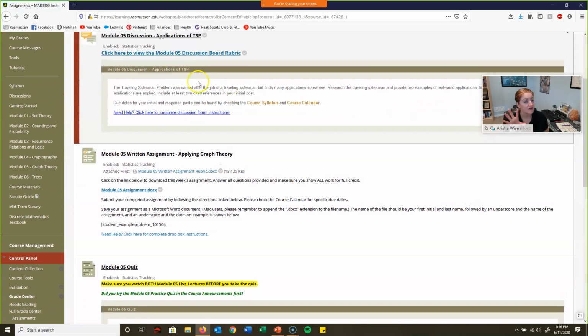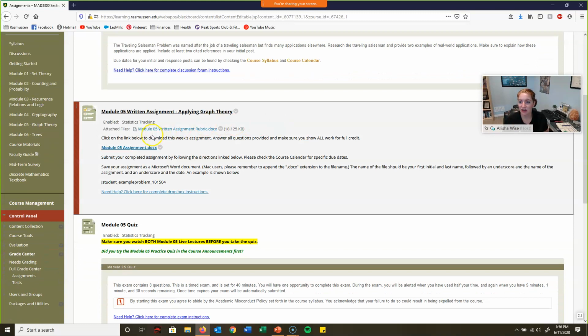Make sure you've got enough detail on that discussion board. Double check the rubric to make sure you have enough. A lot of you are doing great with the elaboration.